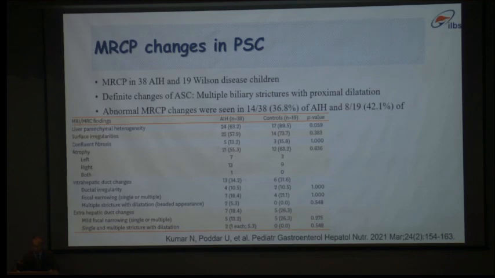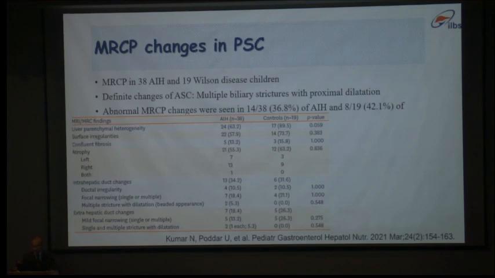Like this is a study from SGPGI in children where 38 autoimmune hepatitis cases were compared with 19 Wilson disease children. Definite changes of sclerosing cholangitis were labeled when there were multiple biliary strictures with proximal dilatation. Overall, abnormal MRCP changes in the form of irregularities, some atrophy, ductal irregularity, narrowing, some focal narrowing, or some beaded appearance were seen in around 14 AIH patients and 8 out of the 19 Wilson disease patients.